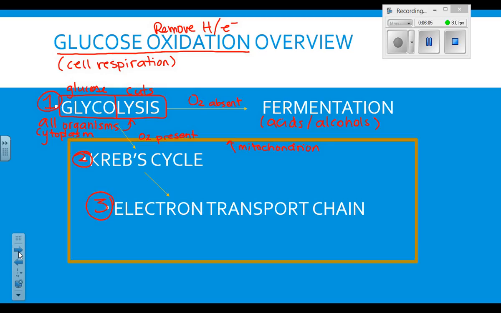And then this would be like step 2A. If I can't do the Krebs cycle because I don't have a mitochondrion or I don't have oxygen, then I would move on and do fermentation instead.